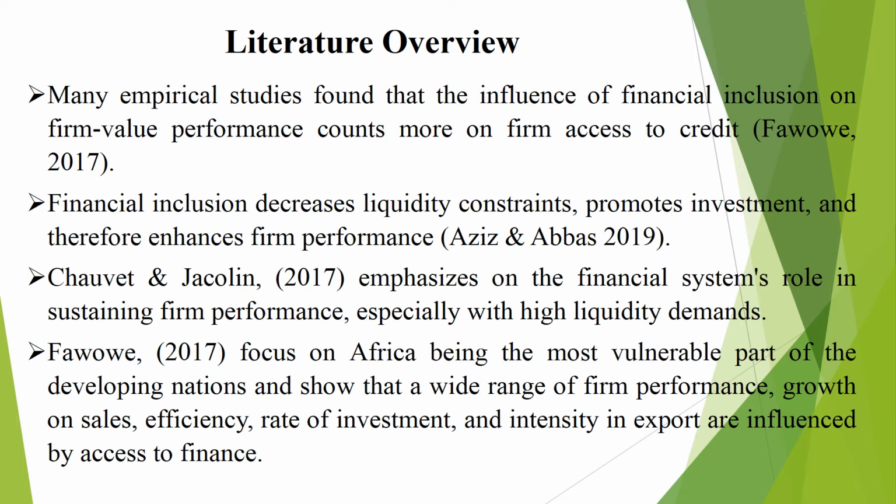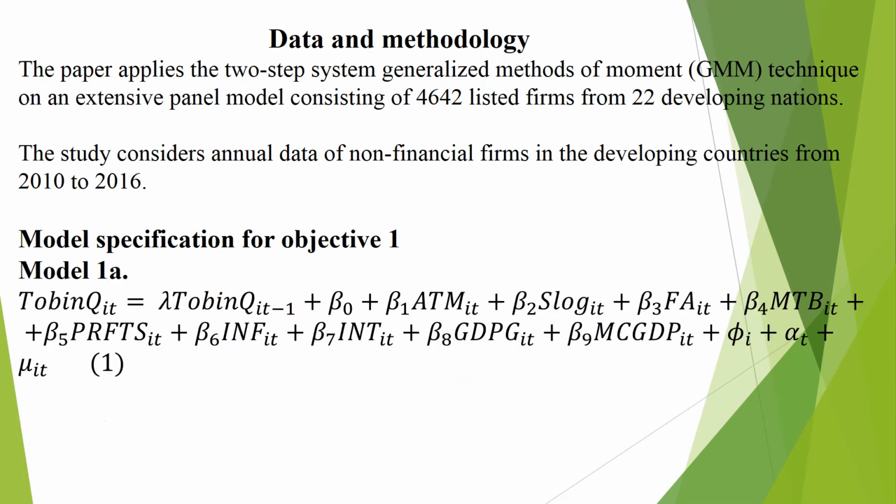performance. Also, Chauvet and Jacqueline in 2017 emphasize the financial system's role in sustaining firm performance, because financial development is an important role for firm performance, especially with high liquidity demands. So we look at financial inclusion and firm value performance, an important issue in developing countries.